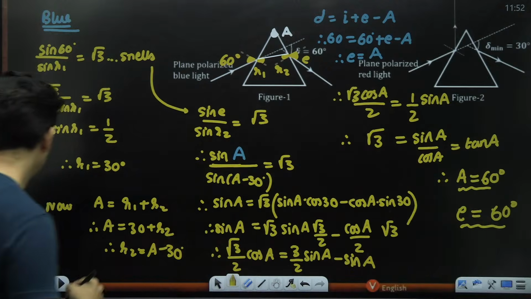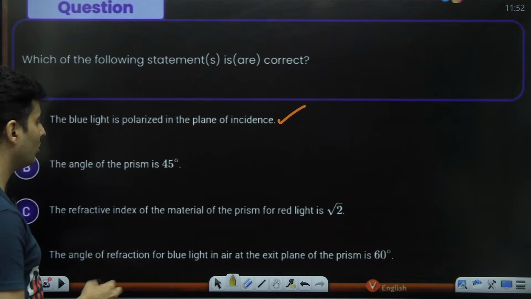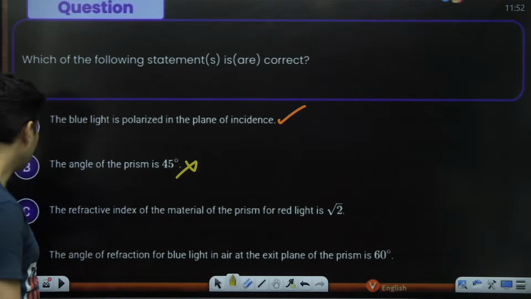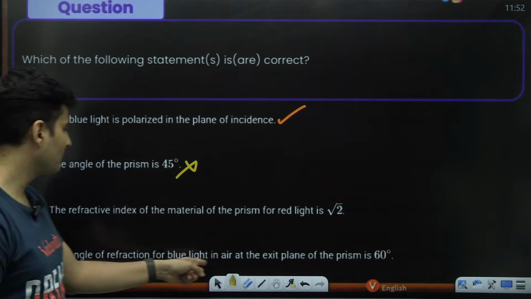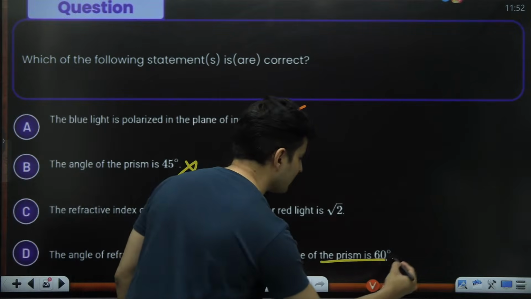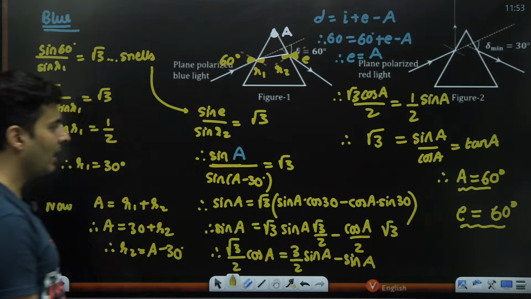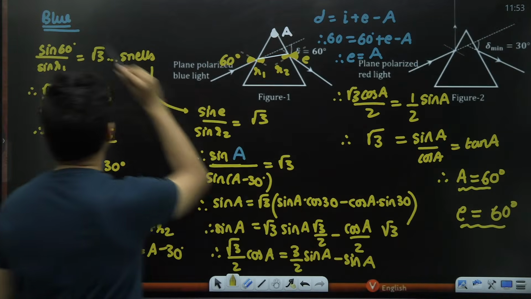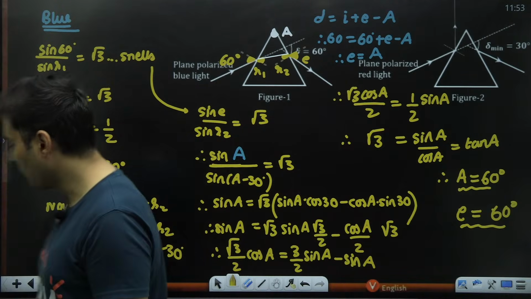So let's see whether we have got at least a few options. The angle of the prism, by mistake I had put 45 degree. Wrong. No, it is not. Refractive index red light, will figure it out. Angle of refraction for blue light in air at the exit plane, that means emergent angle is 60 degree. That is definitely correct. We just got it right over here. Angle of emergence is 60 degree for blue color of light. Perfect. This is done.